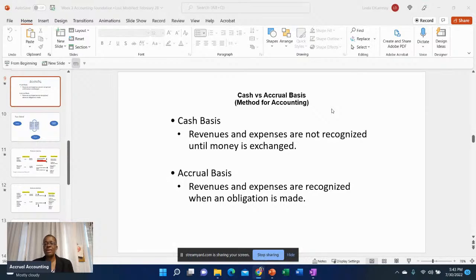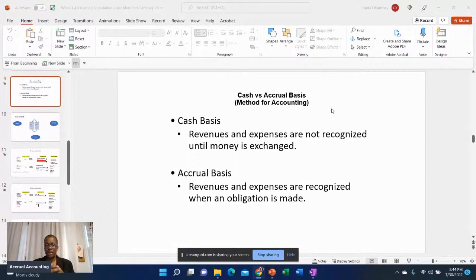So here is a slide. I have a couple of slides to define what accrual basis is, and I thought it would be better to explain it in slides instead of me just telling you. Accrual basis is when revenue and expenses are recognized when the obligation is made.